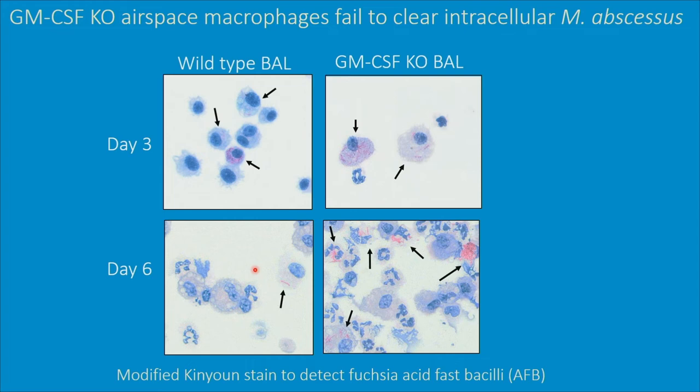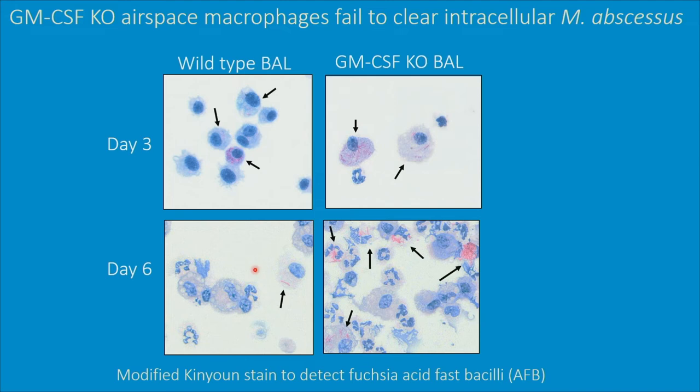Now, the GM-CSF knockout mouse were very different. You can see at day three, it's not very different from the wild-type mouse. There's a lot of macrophages that have a lot of bacteria. But in contrast, at day six, and again, the differential here is not that different. It's still about only 50% neutrophils. But all of these cells, both macrophages and neutrophils, a lot of them are filled with bacteria.